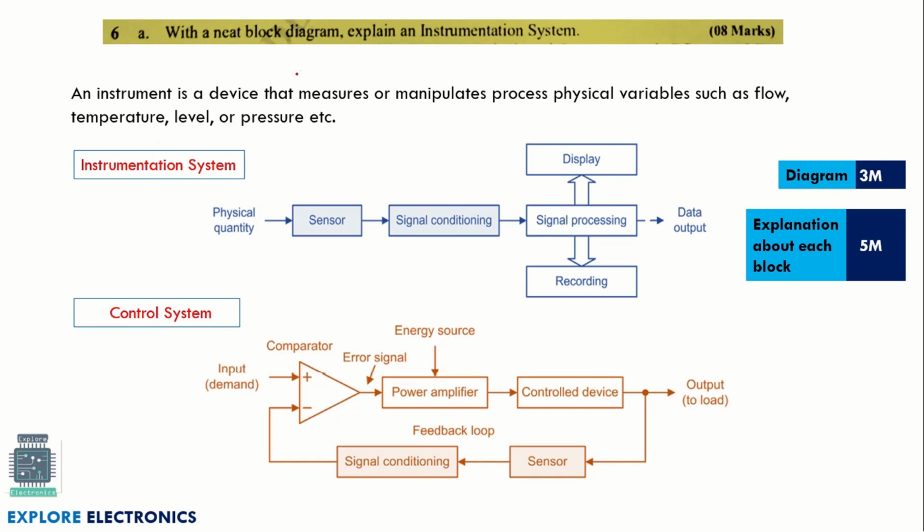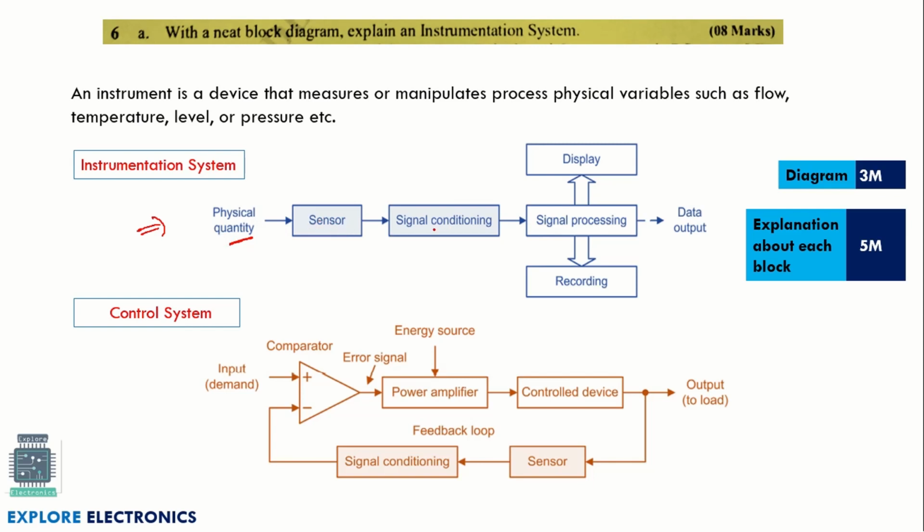Then within each block diagram, explain the instrumentation system. This is the instrumentation system block diagram. Here you need to explain each and every block. What is the physical quantity? A physical quantity can be a temperature, it can be a pressure that needs to be sensed in the sensor.